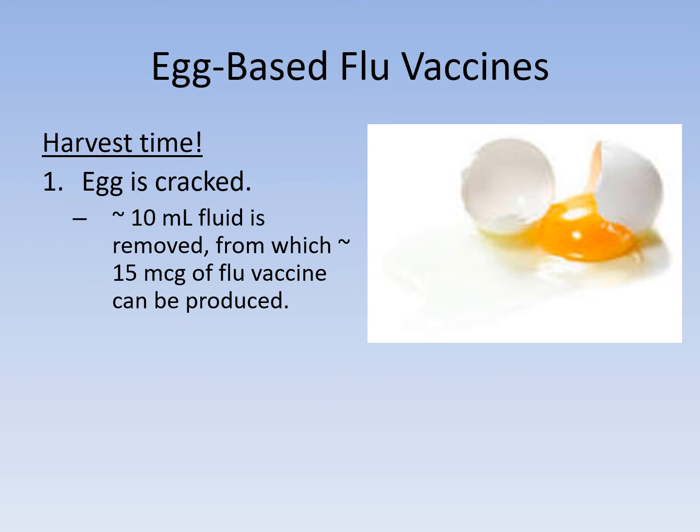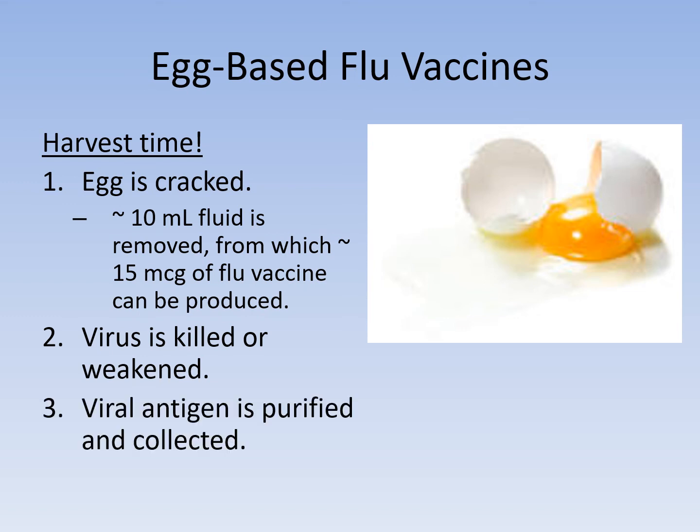The egg is then cracked open. You get about 10 milliliters of fluid, which generates about 15 micrograms of flu vaccine, and that's about one dose. So one egg gives you basically one vaccine dose. The virus is killed or weakened, and the viral antigen is purified and collected.